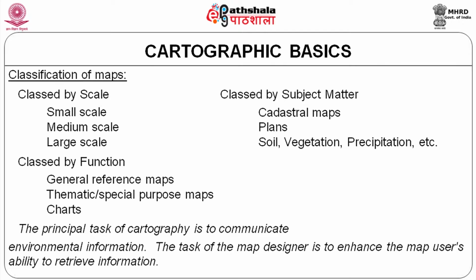Very importantly, please understand that we try to classify maps based on various factors. For example, classification based on scale. It could be a small scale map, a medium scale map, or a large scale map, or it could be classified based on functionality, which normally we say general reference maps or thematic or spatial maps which are special purpose. Okay. We also have charts. Sometimes classification is based on subject matter. It could be a cadastral map, it could be a plan, or it could be a thematic map like soil, vegetation, geology, precipitation, etc. Because various varieties are there.